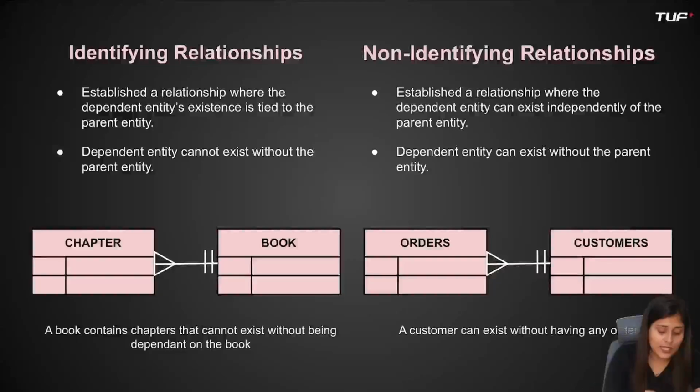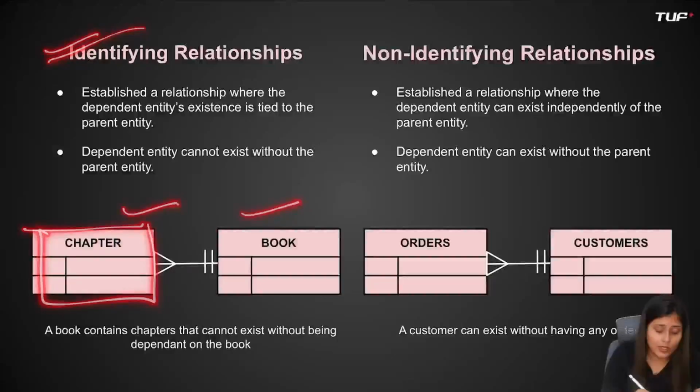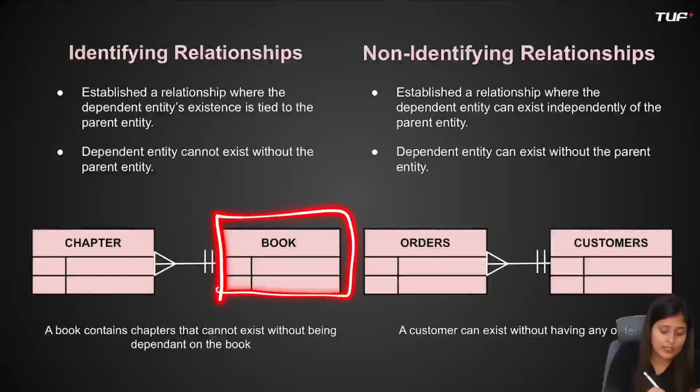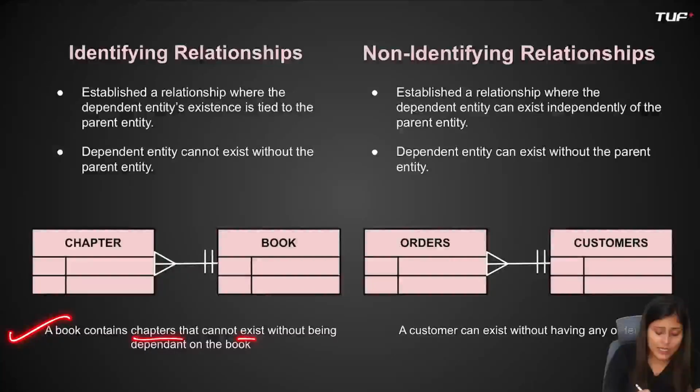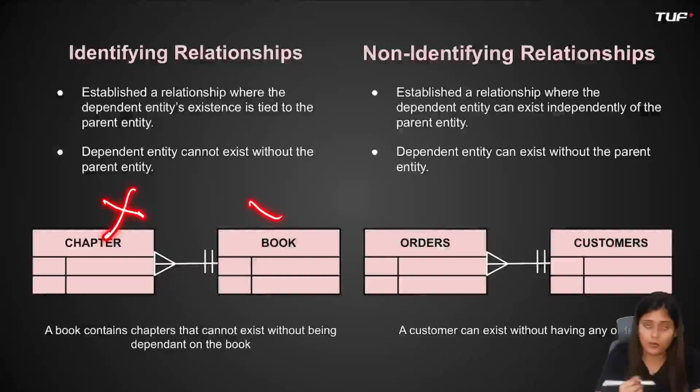So let's take the example of book and chapter for the identifying relationship. In this case, you know that a book consists of a lot of chapters within it. The chapter cannot exist without being dependent on the book. So if no chapter is there, book cannot exist, right? That is an example of identifying relationship.